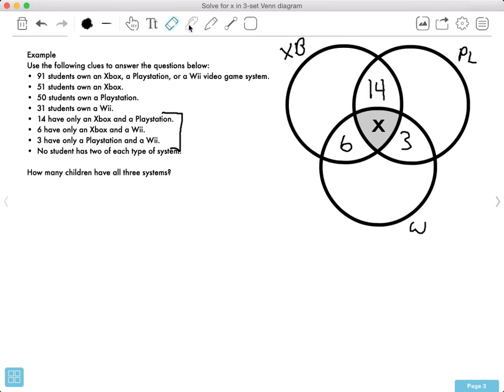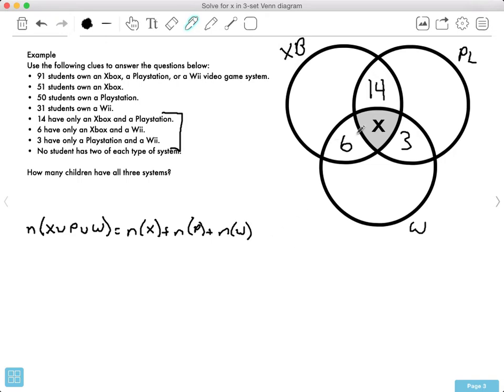And the equation that we want looks like this. It says the number of students that have all three items, so Xbox union with PlayStation union with Wii, which is the entire contents of all three sets, is equal to the number that have an Xbox plus the number that have a PlayStation plus the number that have a Wii.